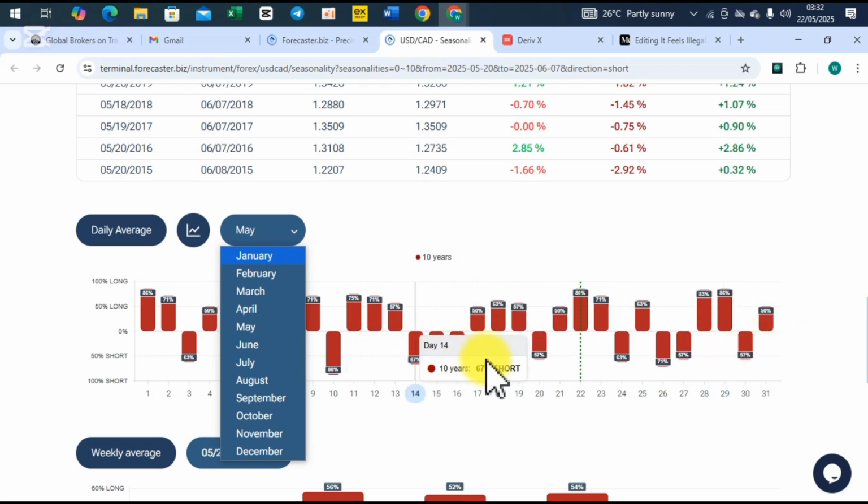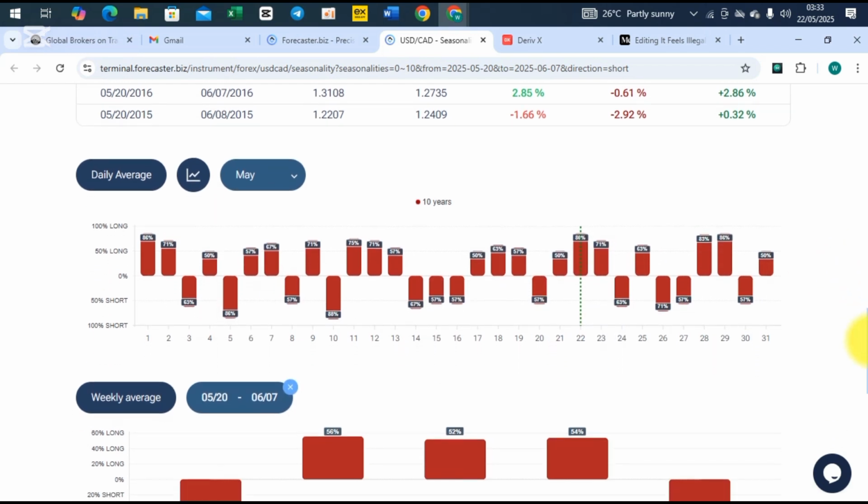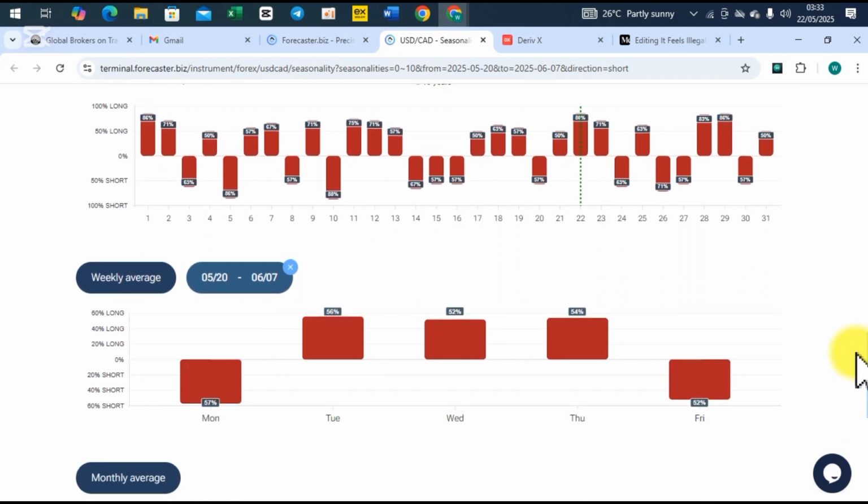So let's look at today, which is 22nd. Because you can see this dotted line which is showing the current date, it was 86. So today you can expect USD CAD to correlate with 10 years ago 86%. Okay, so yesterday it was 50%, then tomorrow 71. So that's another kind of information you need to legend. If we go to weekly, you can see on Mondays it is 57 that it will be selling.